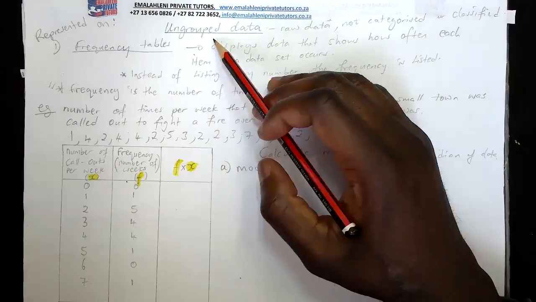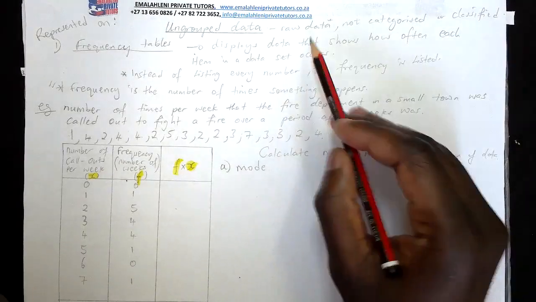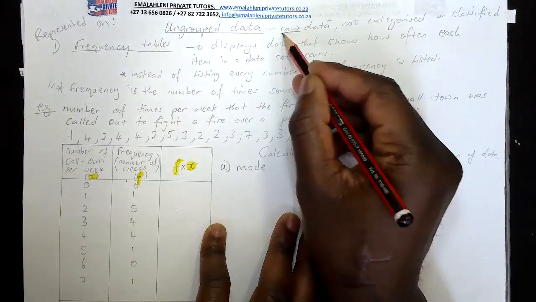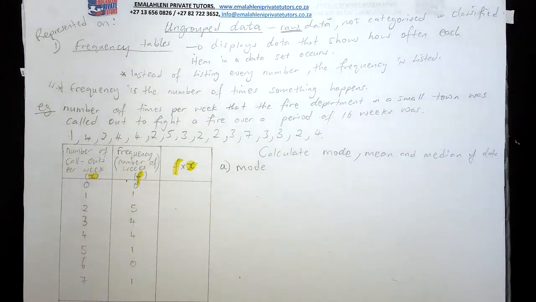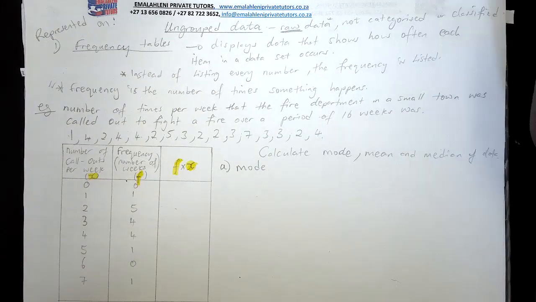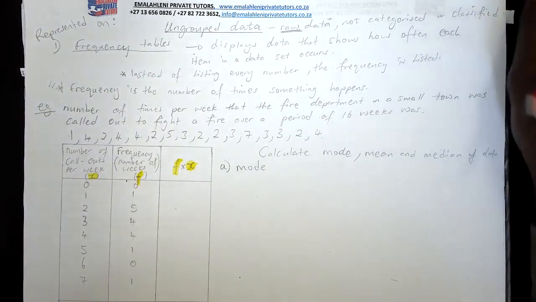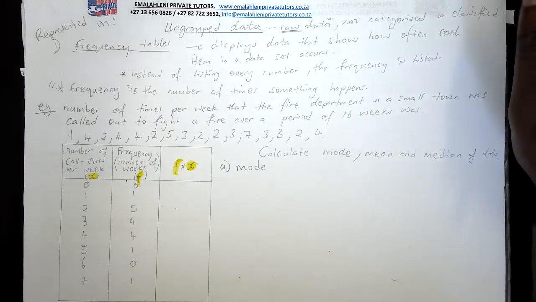Now, when I'm talking of ungrouped data, it's raw data. So ungrouped data is raw data, the data that is not categorized or classified. It's something that has just been collected, figures that have been collected. You haven't grouped them, so it's not grouped, not categorized, not classified, it's just raw data.